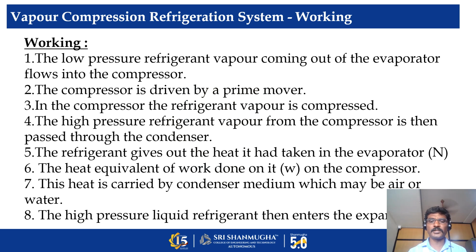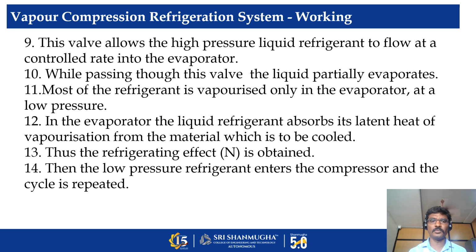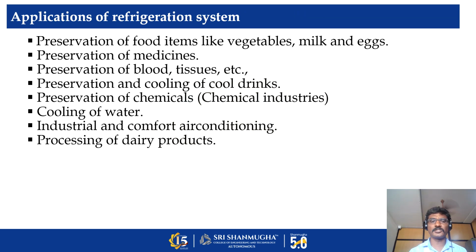The high pressure liquid refrigerant then enters the expansion valve. This valve allows the high pressure liquid refrigerant to flow at a controlled rate into the evaporator. While passing through this valve, the liquid partially evaporates. Most of the refrigerant is vaporized only in the evaporator at a low pressure. In the evaporator, the liquid refrigerant absorbs its latent heat of vaporization from the material which is to be cooled. Thus the refrigeration effect is obtained. Then the low pressure refrigerant enters the compressor and the cycle is repeated.